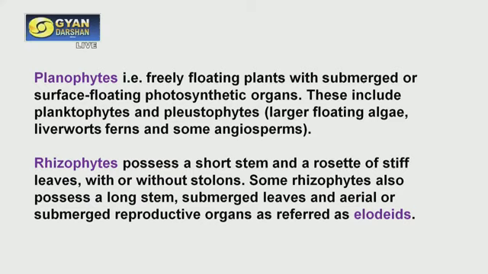Now rhizophytes, rhizo means something related to root. So they possess a short stem and a rosette of stiff leaves with or without stolons. Some rhizophytes possess a long stem, submerged leaves, and aerial or submerged reproductive organs which are referred to as elodioids. So these are the characteristic features of the rhizophytes. So these are the classification based on the type of the soil in which the plants reside. Now, as I said, we will discuss the adaptive features of each of the groups of hydrophytes.